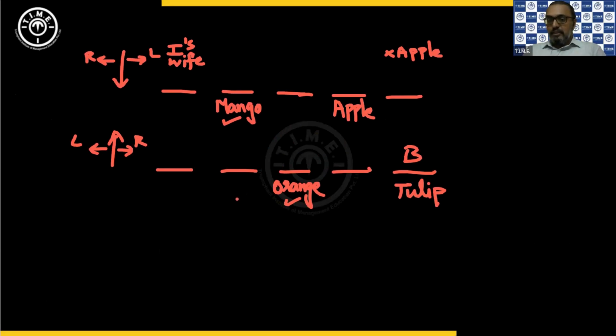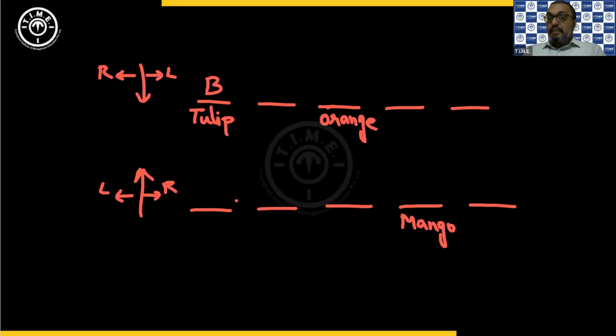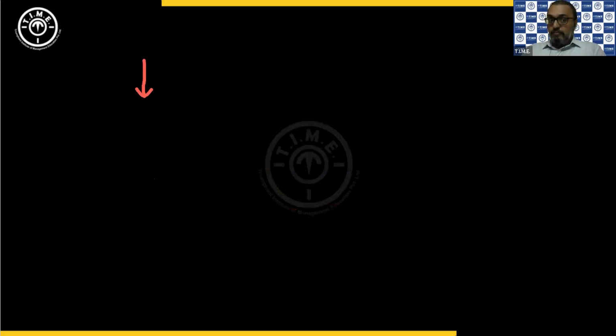This is one. Now, however, in this case, I will get two things. One, I can have apple here adjacent to orange so that B can be I's wife. I can take one more straight away.